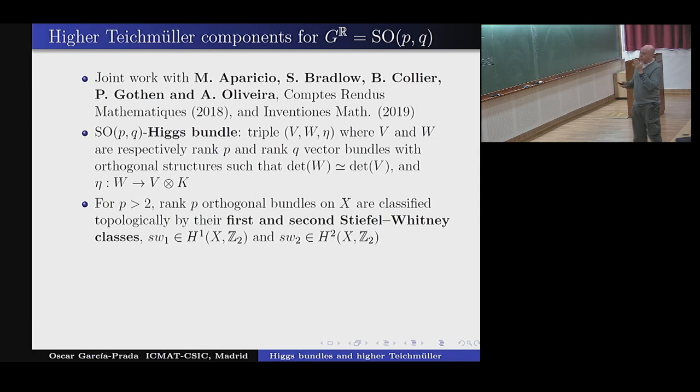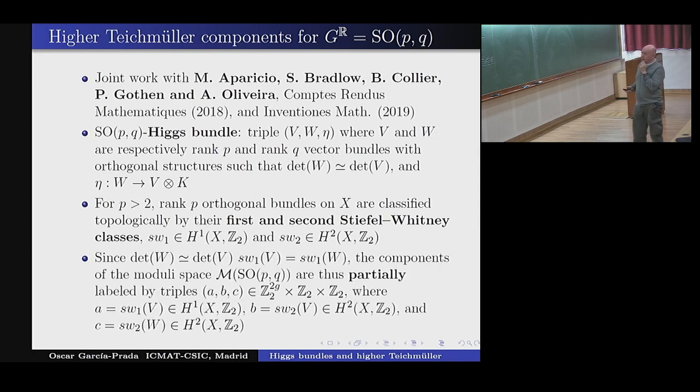And so we have two orthogonal bundles, but they are linked by the determinant condition. So the first Stiefel-Whitney class of V and W coincide. So we just have to consider the first Stiefel-Whitney class of V, which is equal to that of W, and then the second Stiefel-Whitney classes of V and W. So the invariants are a, b, c living in these groups here. We have 2 to the 2g possible values for the first Stiefel-Whitney class, and so these are the invariants.